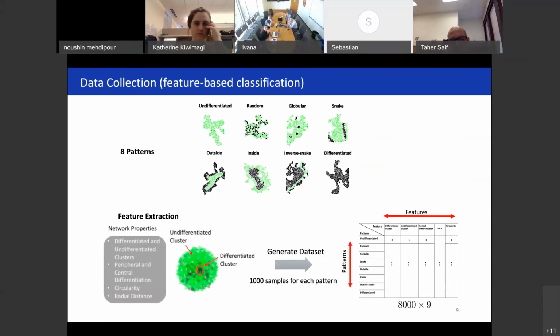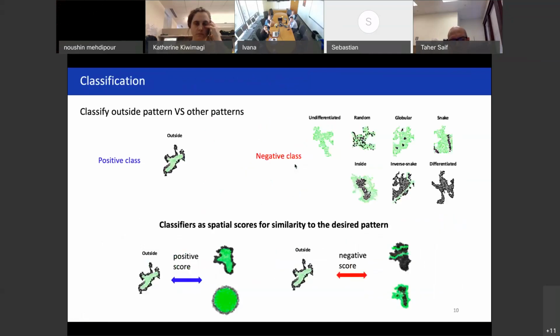So both of these work. As soon as we have the data, either images or features, we can basically train classifiers for our desired pattern. For instance, if we want to reach an outside pattern, which is shown here, we can start by training a classifier by considering this as the positive or desired class, and all the other patterns as our negative classes.